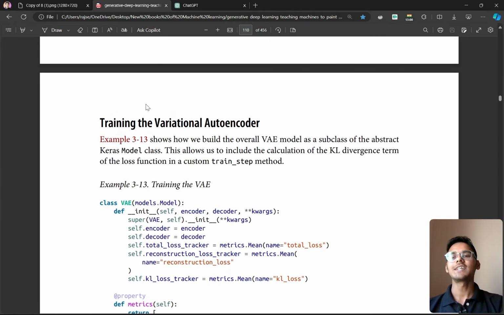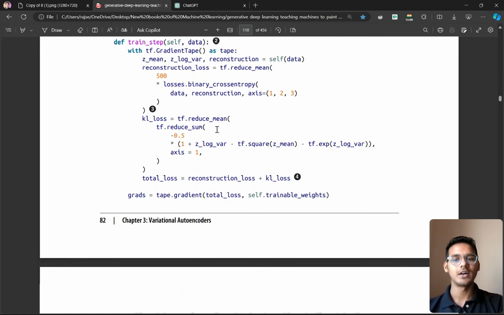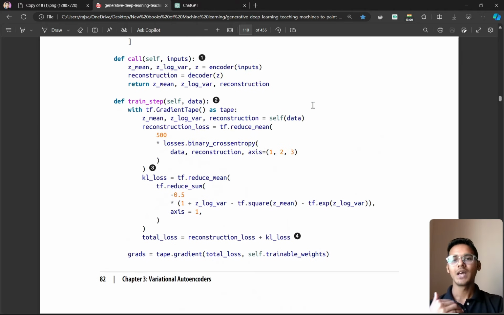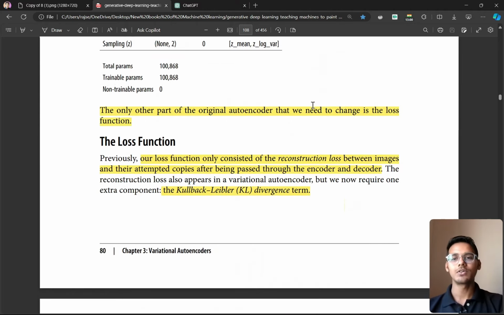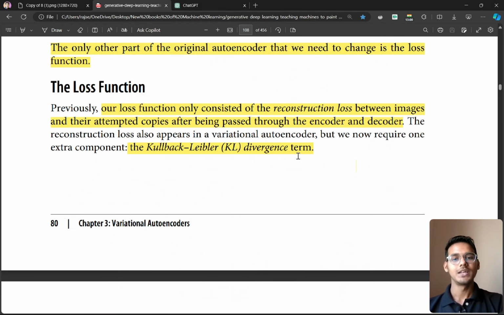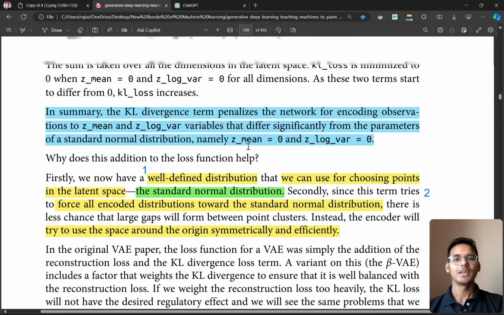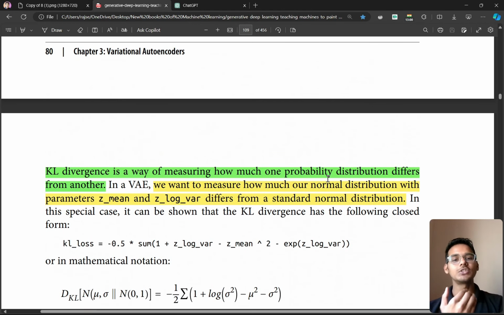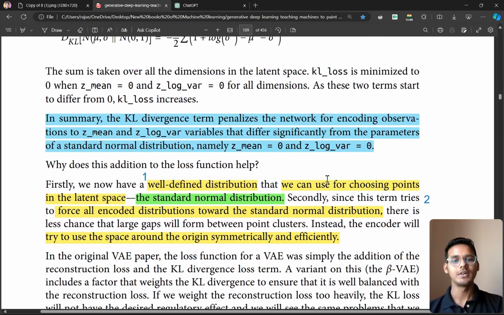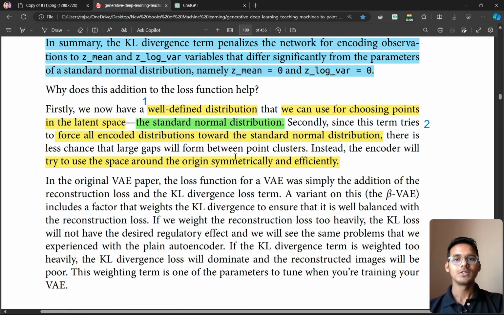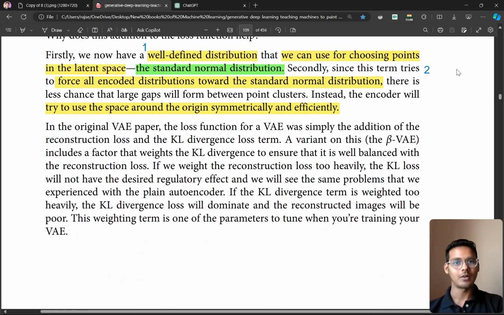We'll be starting by training the variational autoencoder in the next video, and then we'll be seeing the analysis of variational autoencoders and other things. So in this video we have seen why the KL divergence term is important to have. There are two main things: it tells how much one probability distribution is different from another, and it reduces the chances of large gaps between the points. In the further video we'll be seeing it in graph mode, as we had seen.